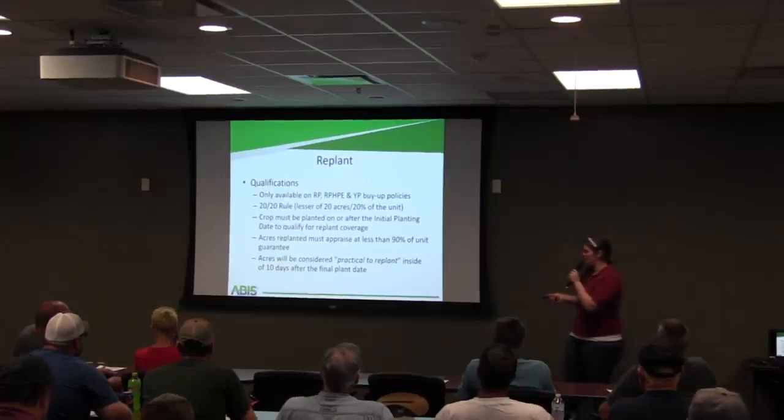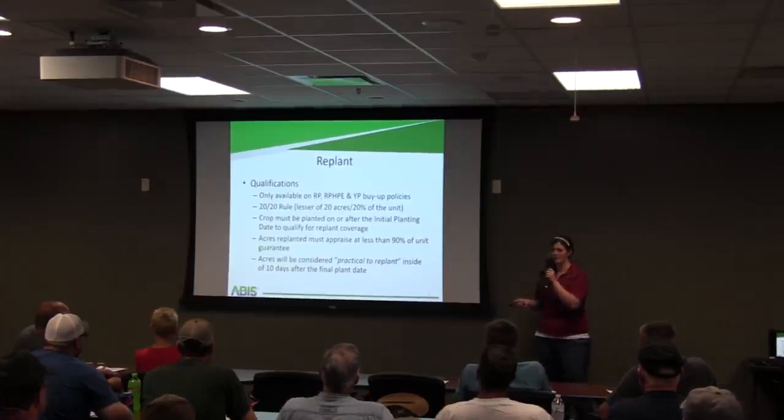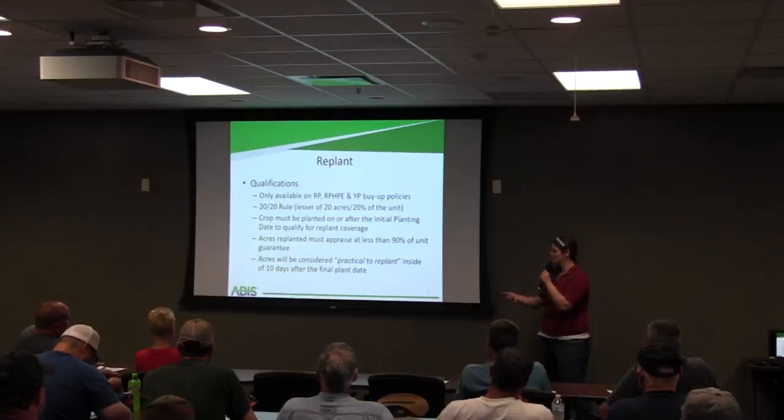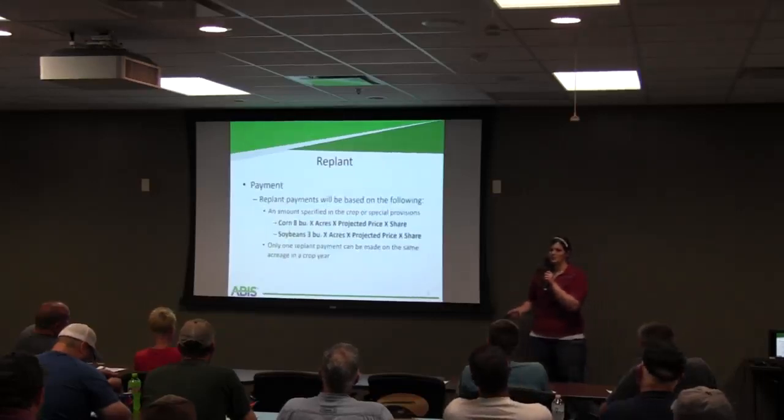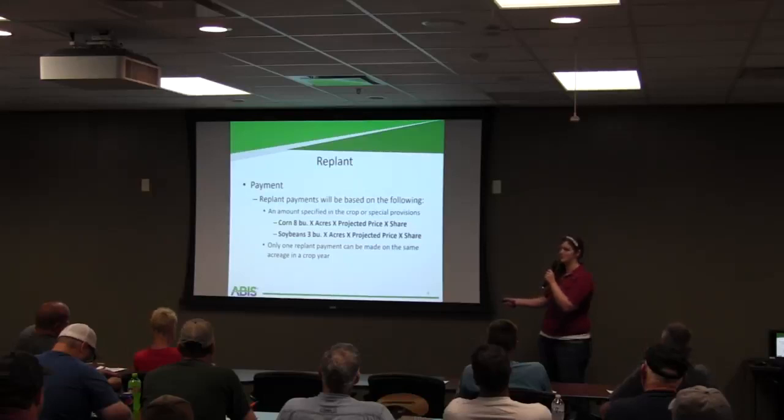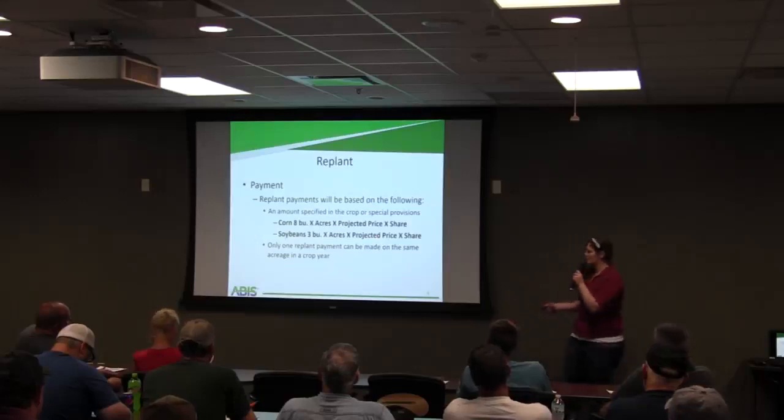And then also acres will be considered practical to replant inside of the 10 days after the final planting date, which we'll go over shortly. The payment is made as 8 bushels on corn and 3 bushels on beans. And so to figure that, it's the 8 bushels times your acres that qualify for replant, times the projected price, times your share. Projected price is $4 on corn and then $9.54 on beans. And you can only have one replant made on the acres in the same year.